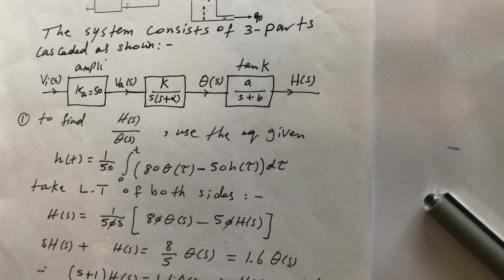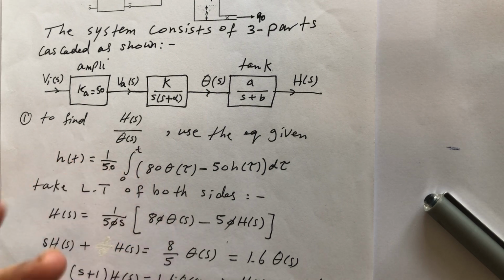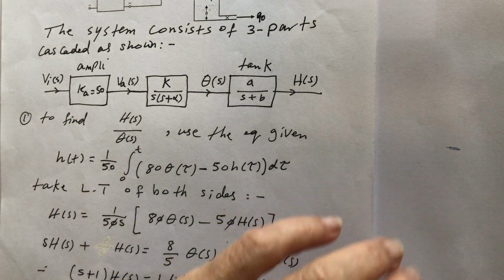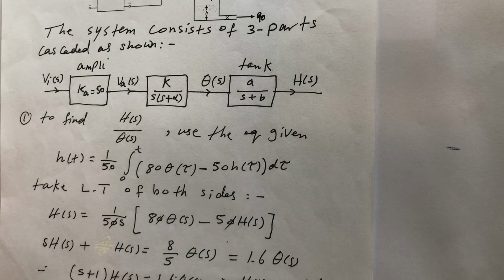Which is the position of the bulb. So you want the position of the bulb to open every time that Q naught is, the level has gone down by an amount.